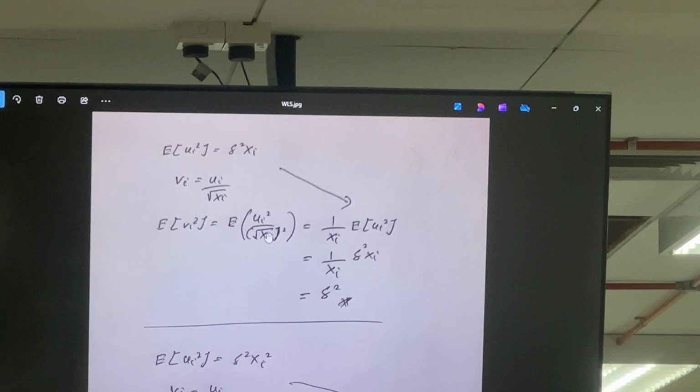You can take out this one because if you square this one, then it is only x now. So the square of square root of x, we only have x, we take out that one. So we have this, and we know that the error variance of ui, the variance of ui, is given by sigma square xi. So we replace this one with sigma square xi, so we can cancel this out. Now we only have sigma square instead of sigma square xi. Now we only have the variance of v, the new error, is just sigma square, which is a constant. Okay, so we transform.